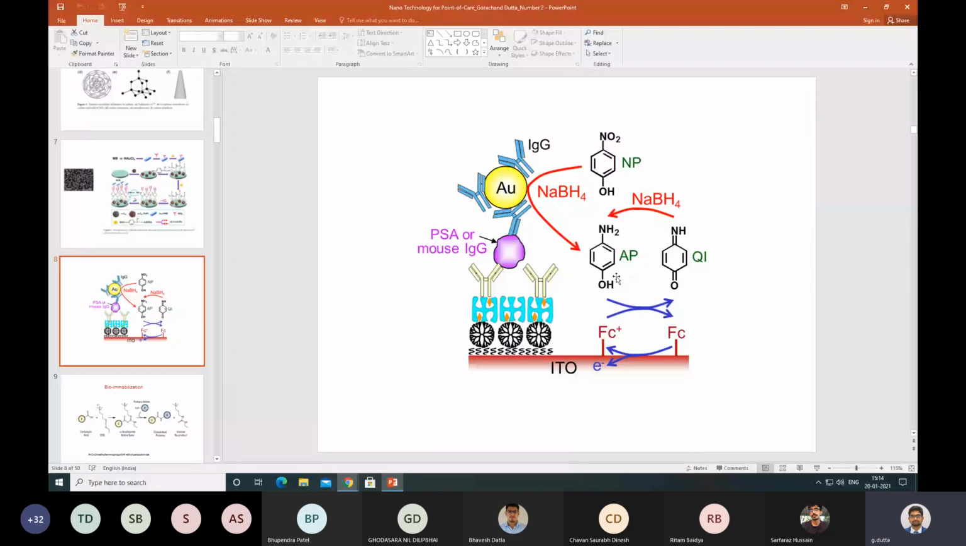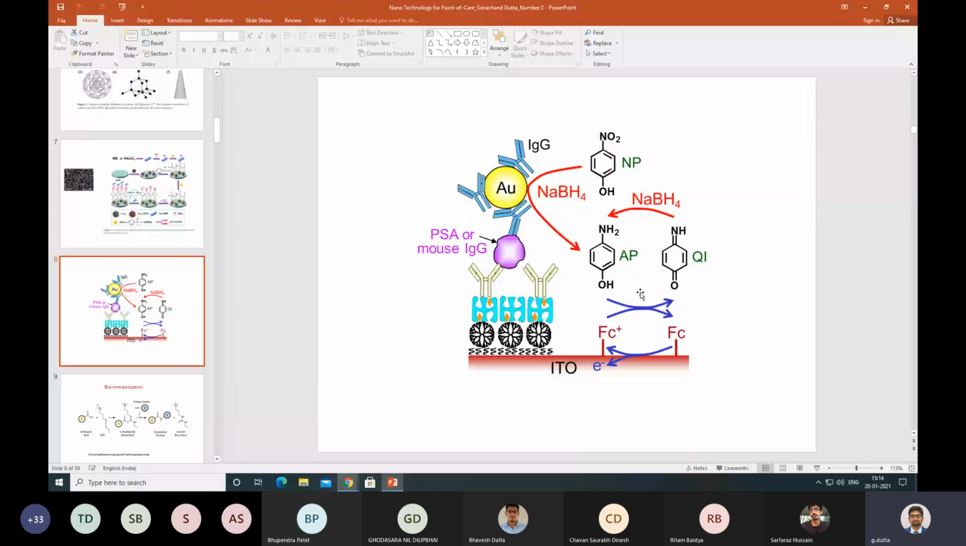See, first of all, AP is the aminophenol. This should be generated in the solution on the surface. You will be provided NP, nitrophenol, so this nitrophenol somehow you have to convert. You are right that aminophenol can react directly, but this is not the side reaction. This is the actual reaction in the biosensor.